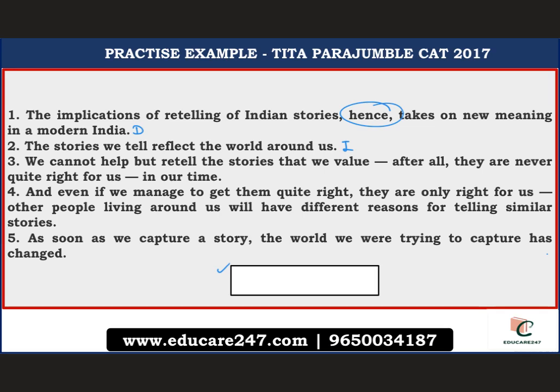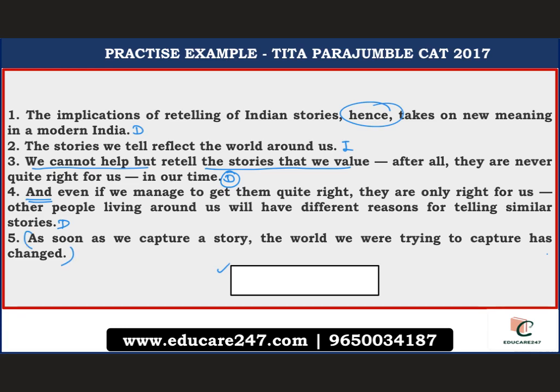We cannot help but retell the stories that we value. After all, they are never quite right for us in our time. Again, this cannot be our starting sentence because this is dependent on some link that should come before. Right? So this is also a dependent sentence. Statement 4, and even if we manage to get them quite right. So this first word only makes this a dependent one. As soon as we capture a story, the world we are trying to capture has changed.